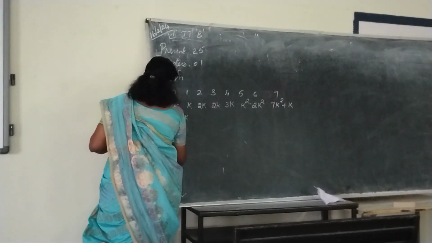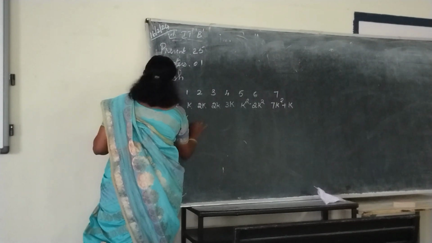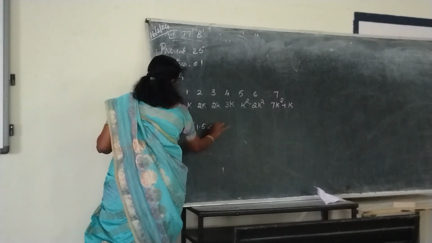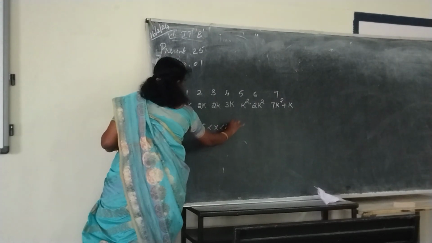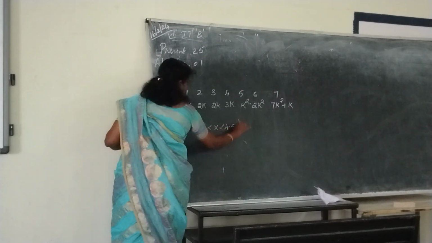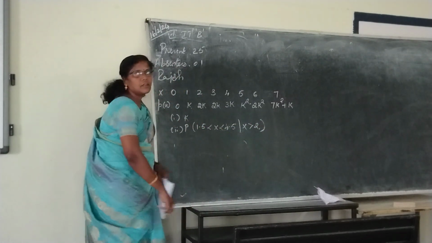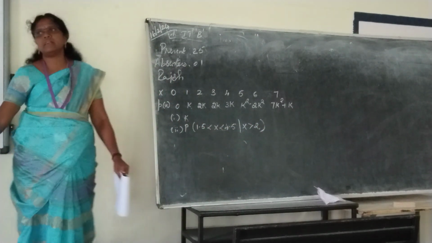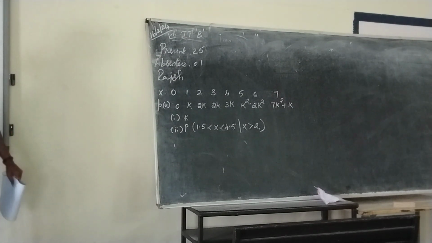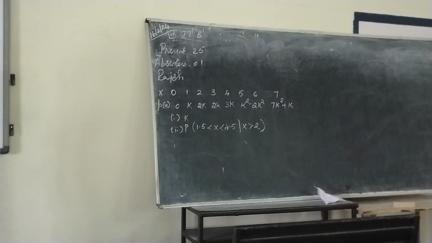Second one, probability of 1.5 less than x less than 4.5 given x greater than 2.